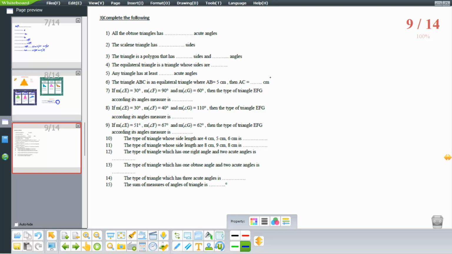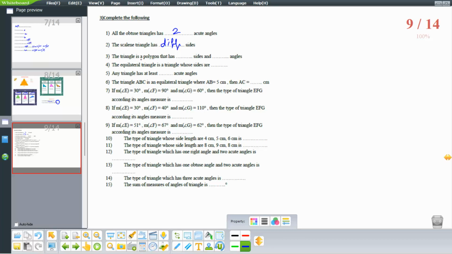Let's complete. An obtuse triangle has how many acute angles? Yes, two acute angles. The scalene triangle has different sides.